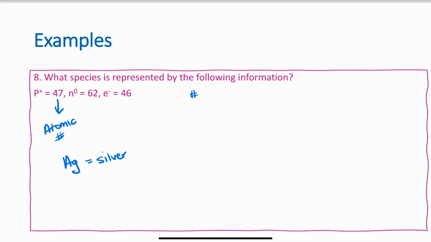My number of protons plus my number of neutrons equals 109. So I know I have isotope 109. The electrons here, though, notice that this is one lower than the number of protons. So I lost an electron here, which means I have an ion. Specifically, I have a cation because it is positively charged.